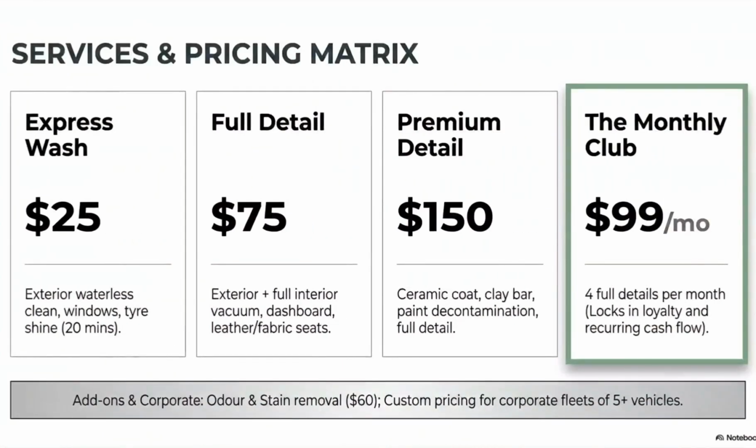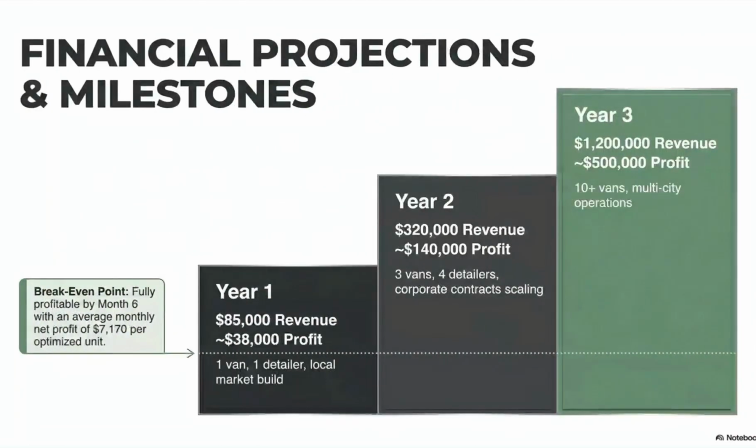We offer a clear services and pricing matrix, ranging from the $25 express wash to the $150 premium detail. Our monthly club, priced at $99 per month for 4 full details, locks in customer loyalty and recurring cash flow. Our financial projections show we will hit break-even profitability by month 6, with an average monthly net profit of $7,170 per unit.